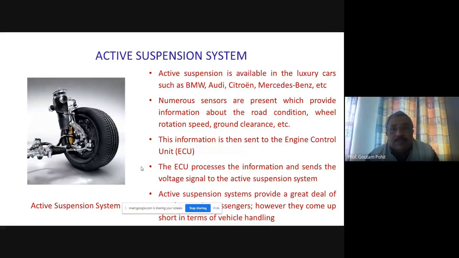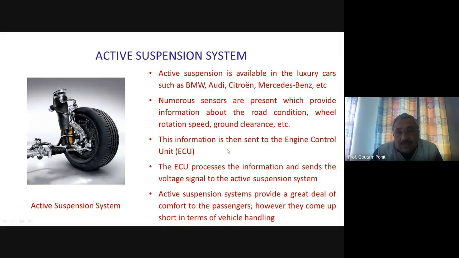Active suspension system is available in all the luxury cars such as BMW, Audi, Mercedes-Benz, etc. This is a picture of an active suspension system. Numerous sensors are present which provide information about the road condition, wheel rotation speed, ground clearance, etc. This information is then sent to the engine control unit, ECU. The ECU processes the information and sends the voltage signal to the active suspension system.